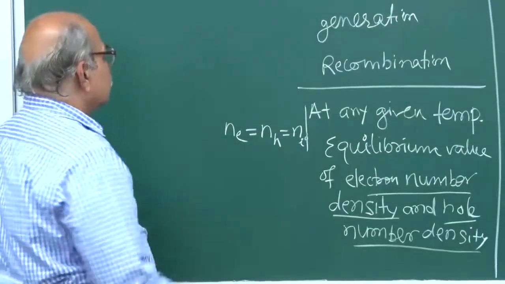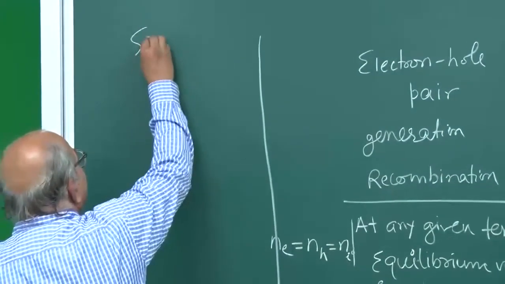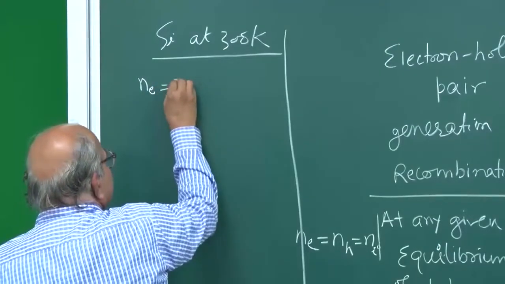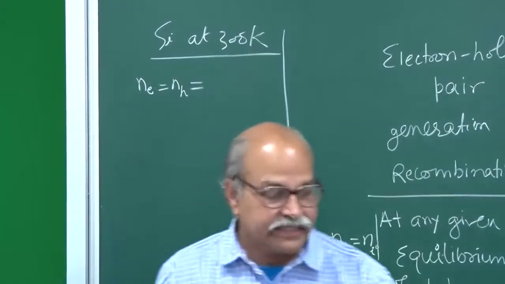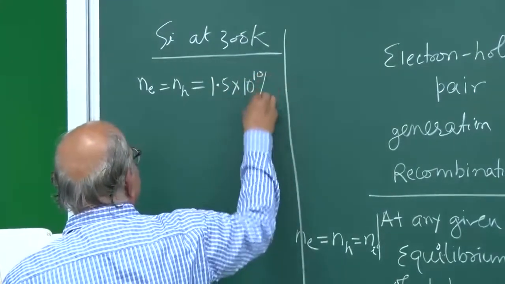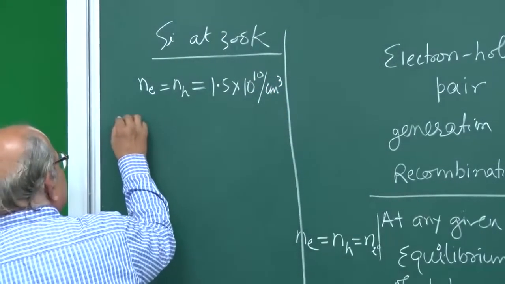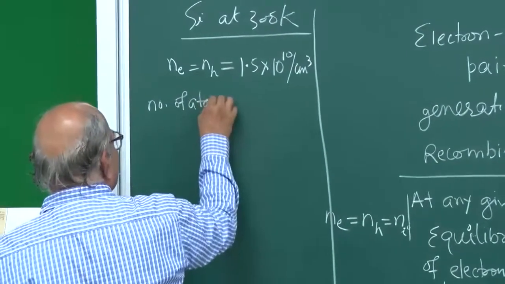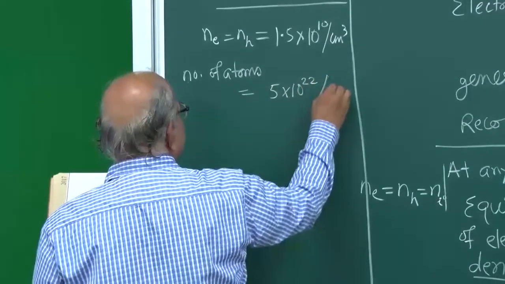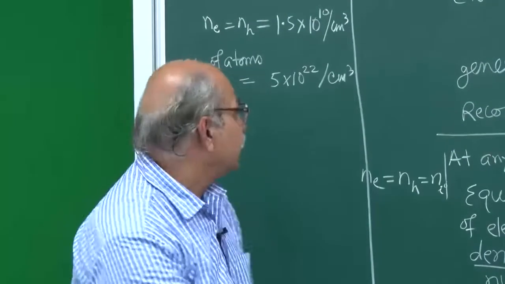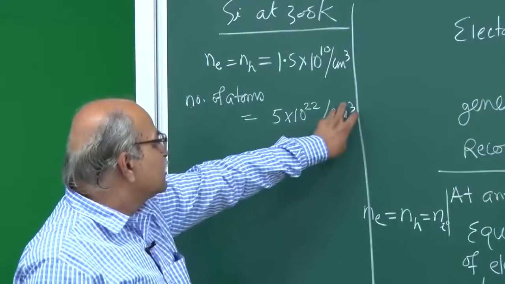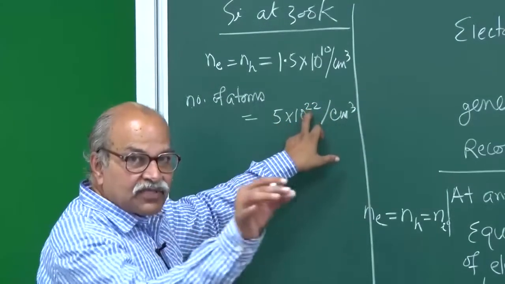Now for silicon at 300 K, at room temperature, this Ne, which is the same as Nh, is 1.5 times 10 to the power 10 per centimeter cube, whereas the number density of atoms is 5 into 10 to the power 22 per centimeter cube. So you can see the ratio: in any silicon crystal, per centimeter cube you have 5 into 10 to the power 22 atoms, right?